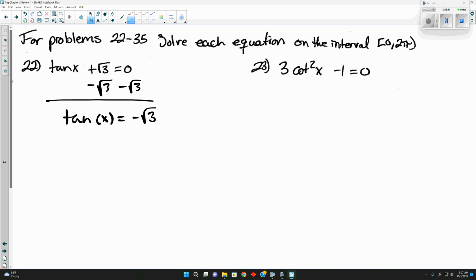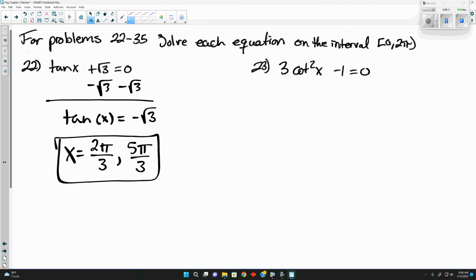So the angles we're looking for here are 2 pi over 3, and the other one is going to be 5 pi over 3. Or you could have used the reference angle of pi over 3 to find which ones it's negative. It's negative in the second and fourth quadrants. So subtract it from pi, and subtract it from 2 pi to get these here. Does that kind of make sense?